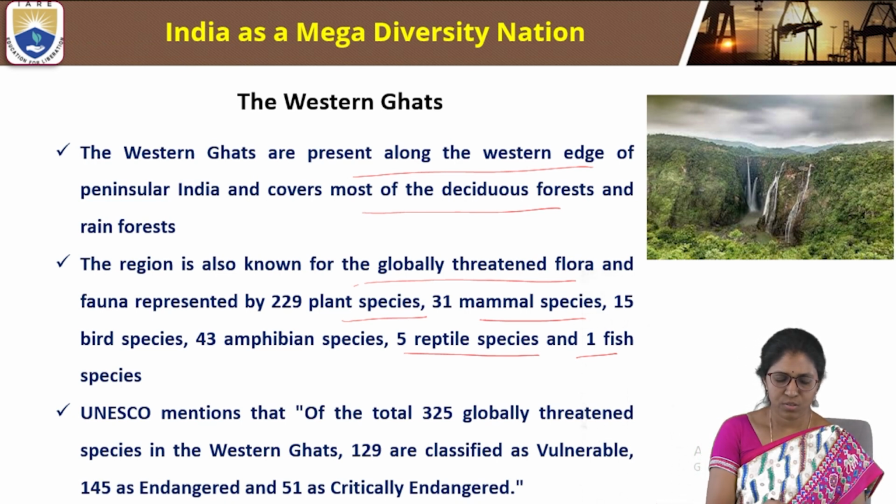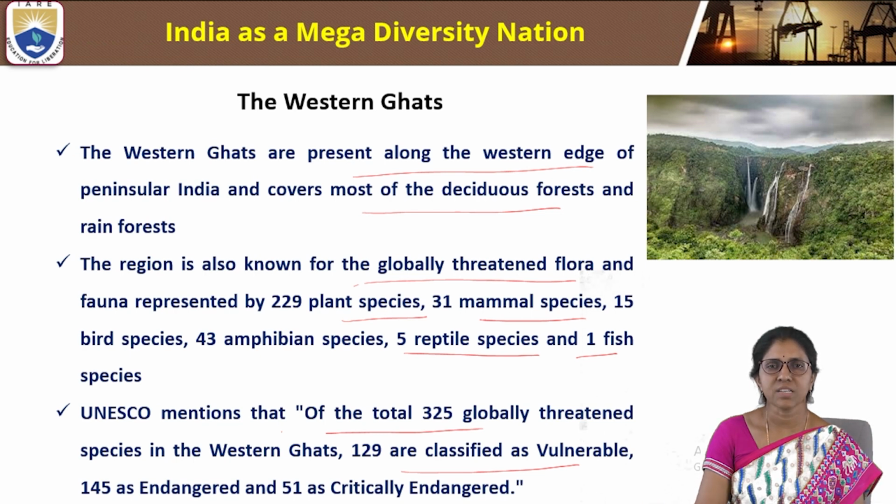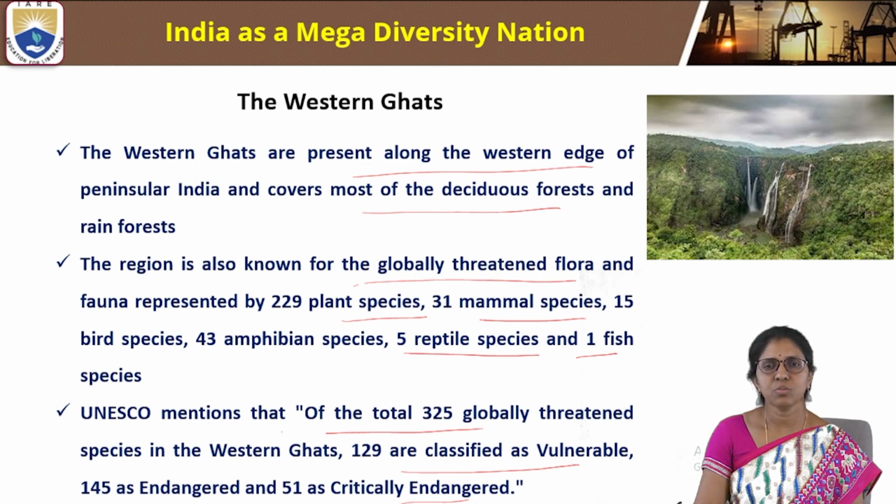So UNESCO mentions that of the total 325 globally threatened species in the Western Ghats, 129 are classified as vulnerable, 145 as endangered, and 51 as critically endangered. So this is about the Western Ghats, which is one of the hotspots of biodiversity in India.